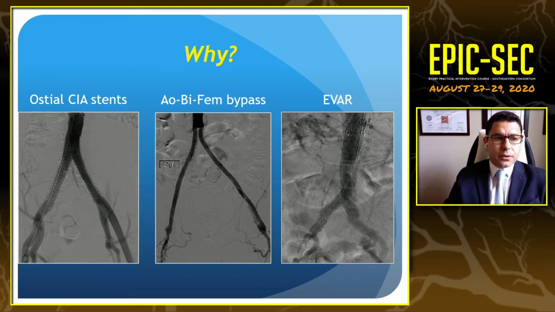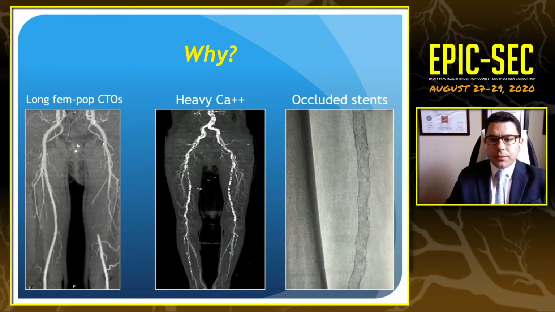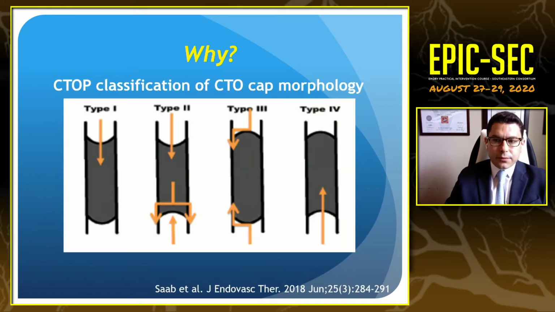Other contraindications include ostial common iliac artery stents, where not only would we deform the stents, but we cannot deliver equipment even if one attempts it. Aortobifemoral bypass is also another situation where it is not recommended to go up and over, as are previous endovascular aortic repair situations. And all our CLI practices have a lot of these patients: long 40-centimeter CTOs, heavily calcified, multiple in-stent occlusions that usually require a lot of force, torqueability, and pushability, which is not really optimal with the up and over approach.